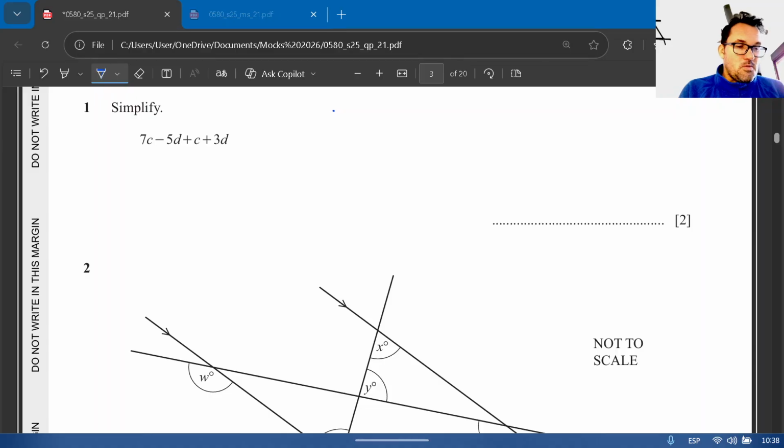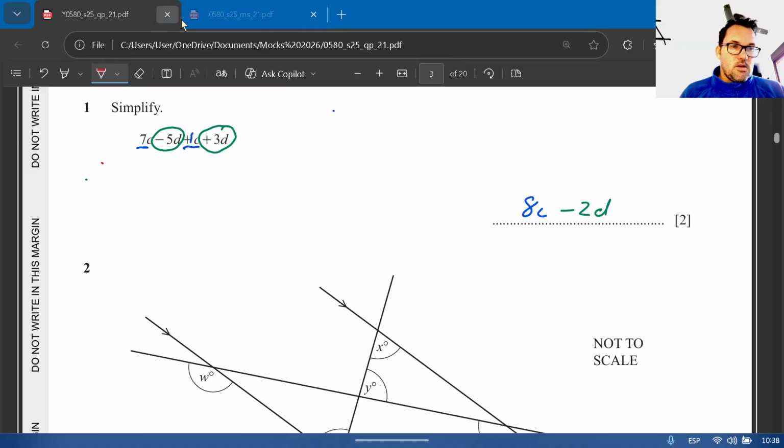Find the terms that are similar. So we've got a 7c plus, we always put a 1 in there, plus 1c. So 7c plus 1c will give us 8c. And remember, the sign always goes in front of the term it's worth. So this is the minus 5d plus 3d. Minus 5 plus 3, of course, is minus 2d.